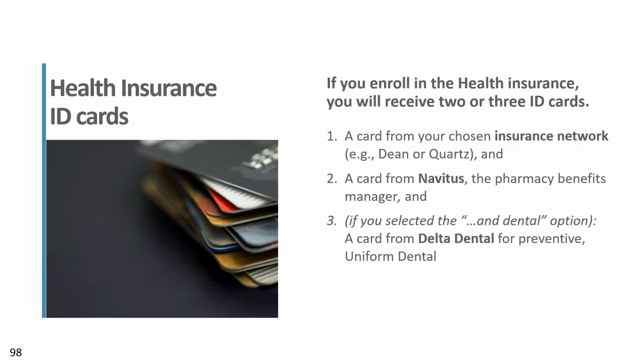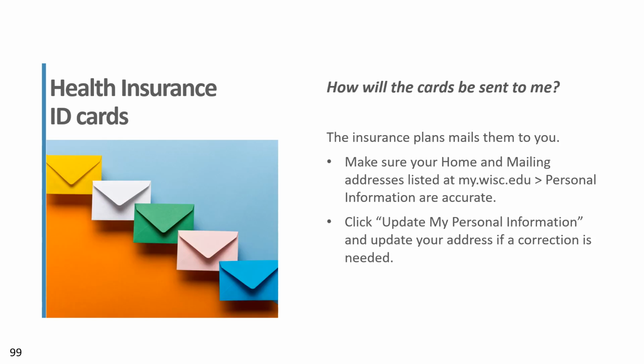If you enroll in the health insurance, you'll receive 2 or possibly 3 ID cards in the mail. You'll receive a card from your insurance network. You'll also receive a card from Navitus for your pharmacy benefits. And if you selected the dental option so that you have the preventive uniform dental, you'll also receive a card from Delta Dental. The cards are mailed to your home or mailing address on record, so be sure that your personal information is up to date in the MyUW portal, so they send your information to the correct address.